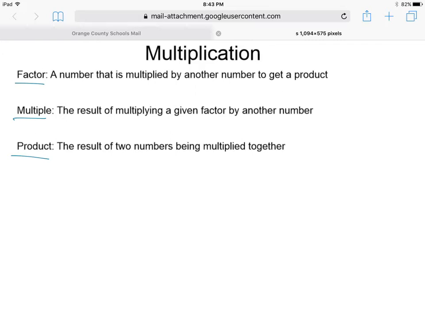Let's say we've got an example of 6 times 2, right? 6 has been multiplied by 2, 2 has been multiplied by 6, and therefore we would say that these are both factors. Now, we know that 6 times 2 gives us 12, and therefore we'd say that 12 is the result of these two numbers being multiplied together. It's the answer to our multiplication problem, so we say it is a product.